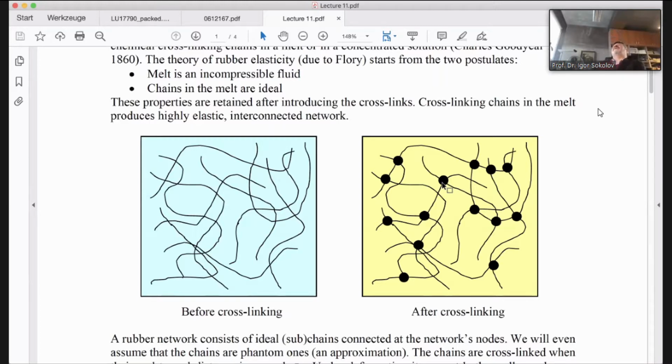Now, the theory of rubber elasticity, or let's say the simplest variant of the theory of rubber elasticity, might be oversimplified, but explaining many properties of realistic rubber elastic materials, was put forward by Flory. It's again around 1950 or 53, I think. I don't remember the date, and I didn't put the date here.